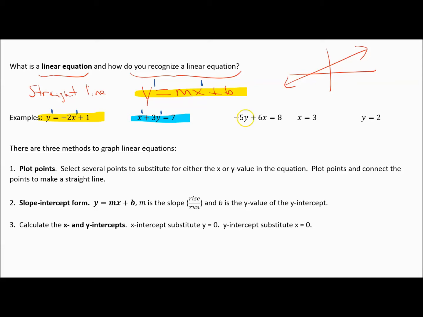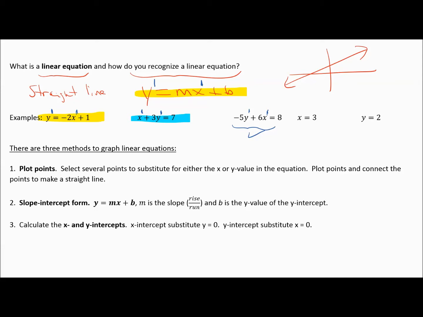Check out this next one. What do you think? Is this guy right here a linear equation? Well, to find out, you ask yourself, is this a polynomial? In other words, no square roots, no x's in the denominator? Sure it is. Is y to the first power? Is x to the first power? You bet. So this is an example of a linear equation.